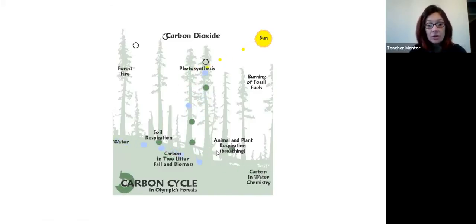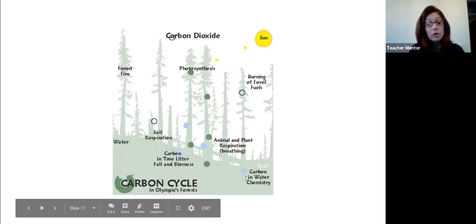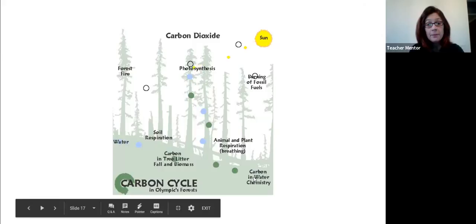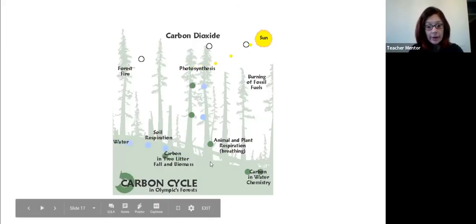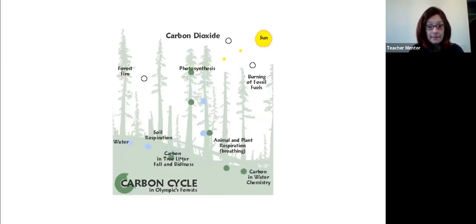So the green circles will either go to animal and plant respiration, so animals and plants breathing, if you will. Also, some of the carbon dioxide used in photosynthesis could go to the water systems, the oceans. And some of the carbon will simply just fall into tree litter and biomass.